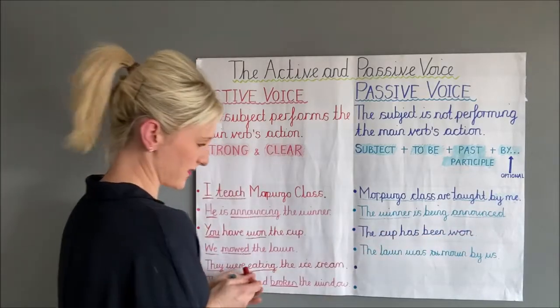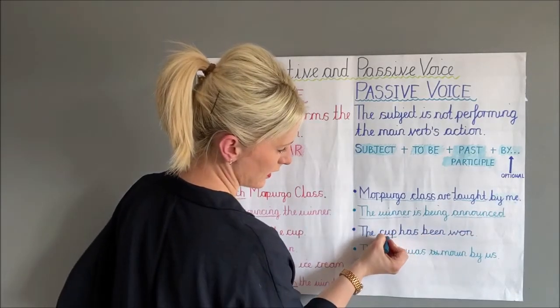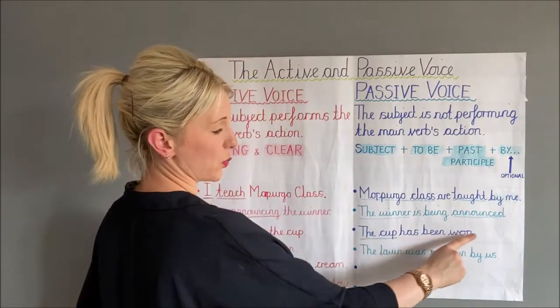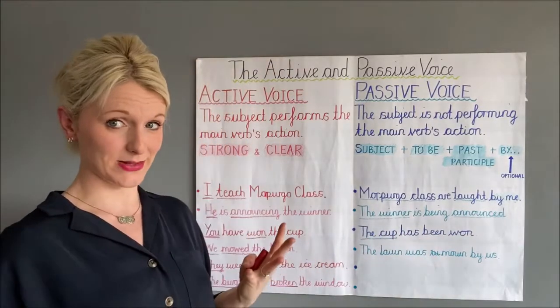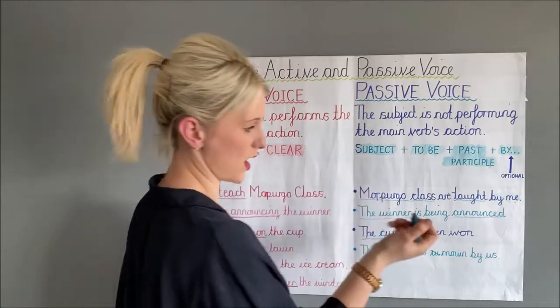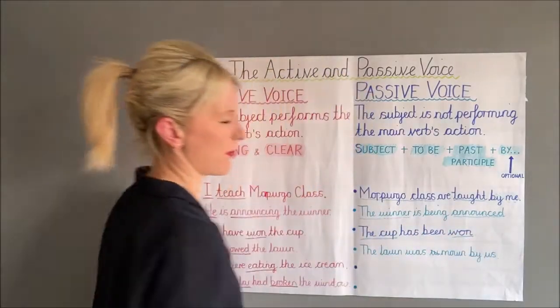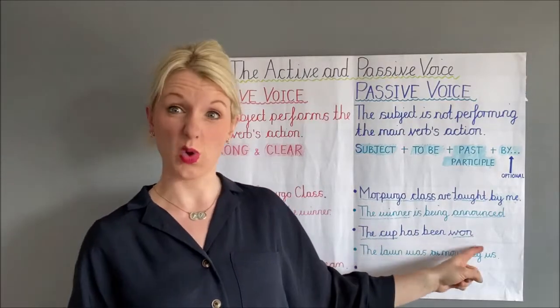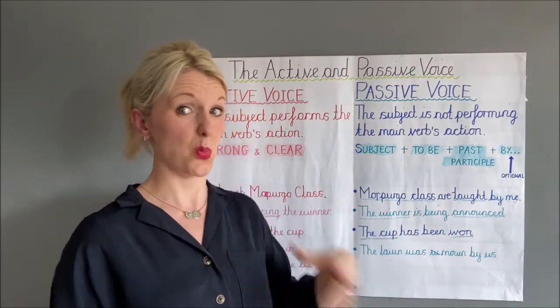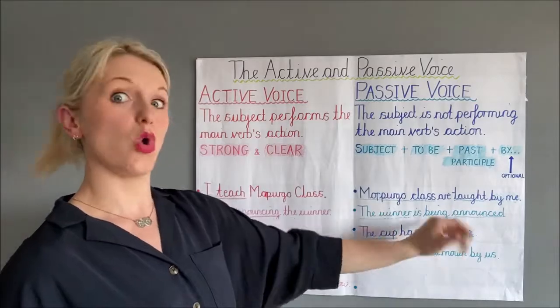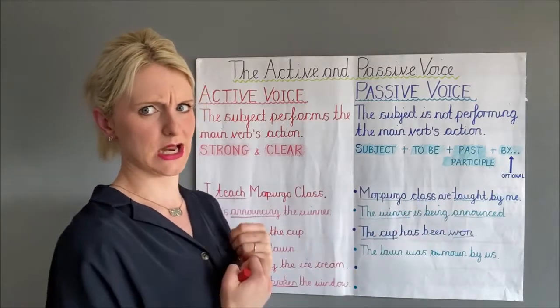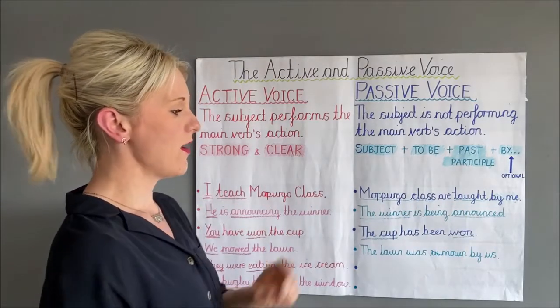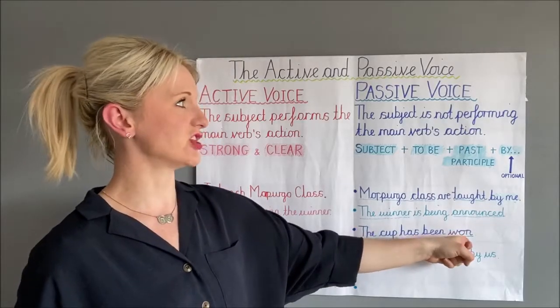We've got the cup is the subject. The cup has been won. The main thing that has happened in that sentence is that something has been won. So won is our main verb. But it's not the cup that has won. The cup didn't win. The cup was won by someone else. It had the winning done to it. Okay, so that sentence again has been written in the passive voice.